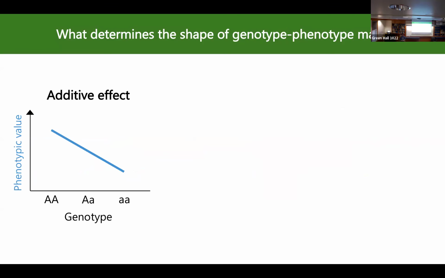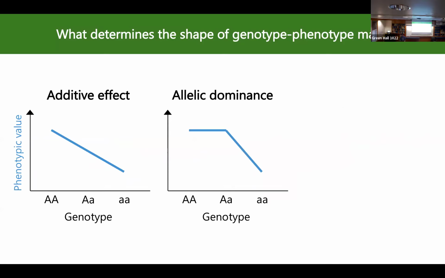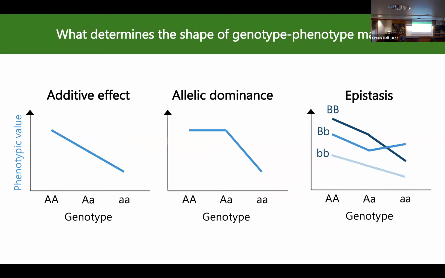One of the phenomena is the additive effect from each allele. And the next one is allelic dominance. When there's allelic dominance between the alleles, the shape of the genotype-phenotype map will be different. And the next one, if the phenotype is determined by multiple loci, there can be epistatic effects, and the genotype-phenotype map will be different.